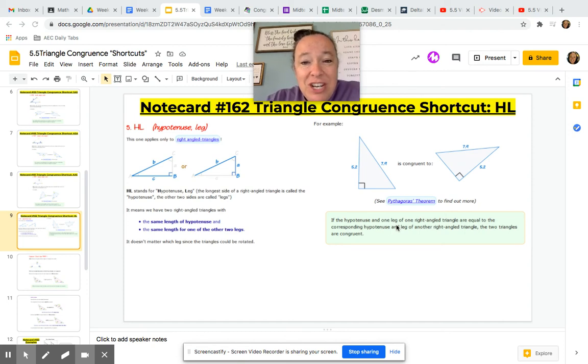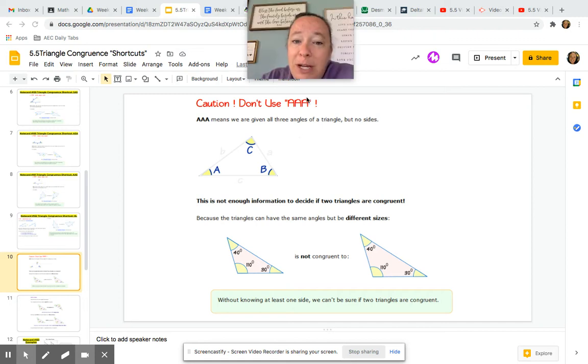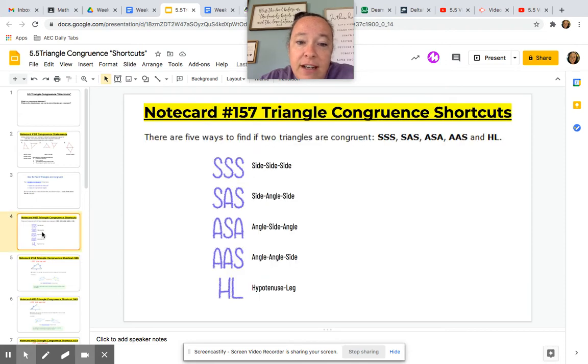All right, so we just finished up in video 2 all of the 5 shortcuts, and it might seem a little foreign to you, and you just got finished doing a lot of note cards, but hopefully you understand. Now, I did want to tell you that this is not a note card, but you cannot use angle, angle, angle as a shortcut. That's why you have to memorize your note card 157 of the 5. And if you notice, there's not an angle, angle.